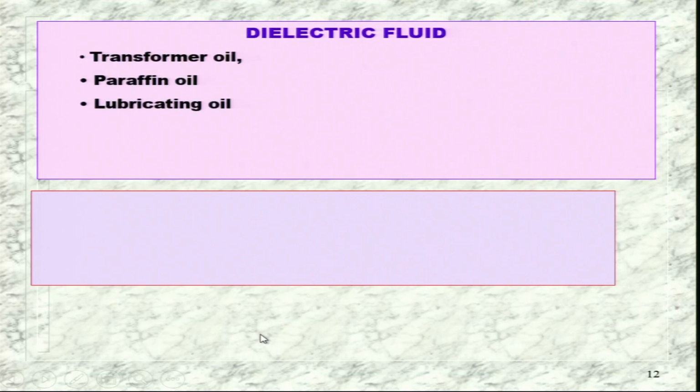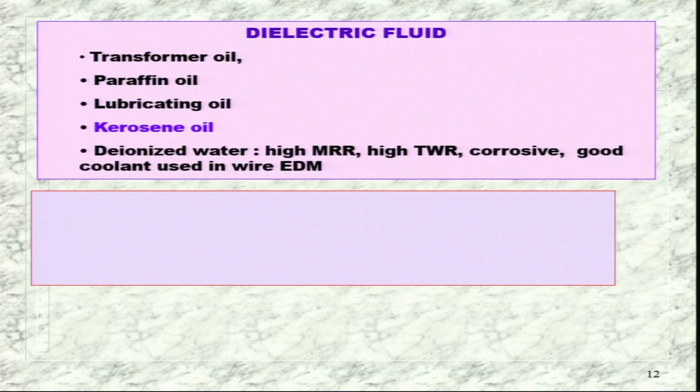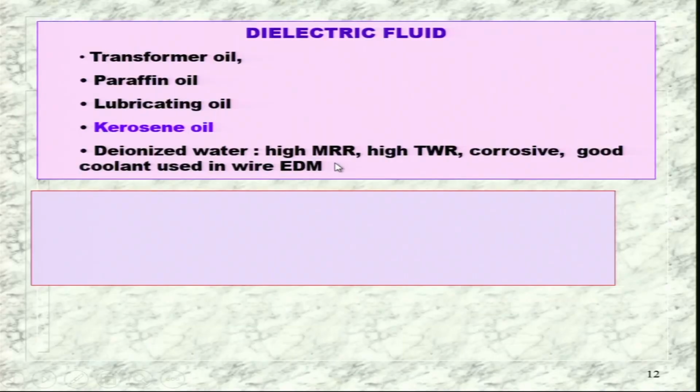Dielectric fluid, you can use transformer oil, paraffin oil, lubricating oil, and very commonly used is the kerosene oil. In many applications nowadays deionized water is also used for EDM, wire EDM also. It gives high material removal rate, high tool wear rate, is corrosive, and gives good cooling, used in wire EDM. Then one of the main problems is the corrosiveness of deionized water.